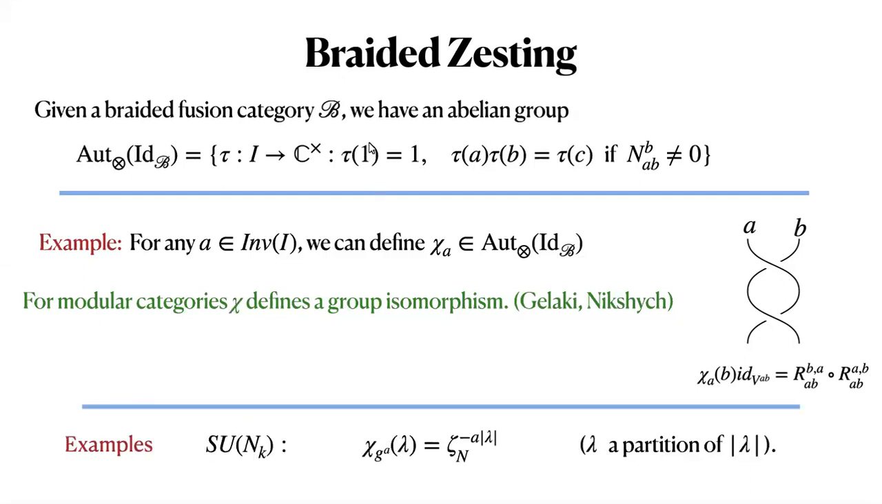For example, in the case of SU(N) level K, it's also easy to compute, and this chi can be described exactly in this way. Here, this means the canonical, let's say, primitive root of unity, e to the 2 pi i over N. So you can compute explicitly in this case.